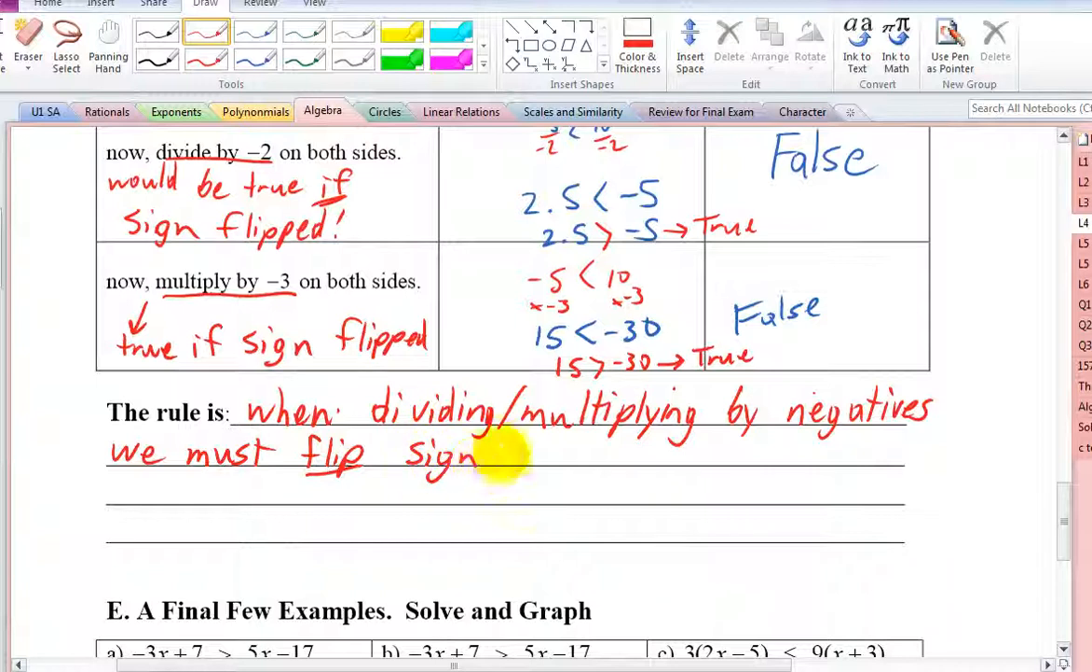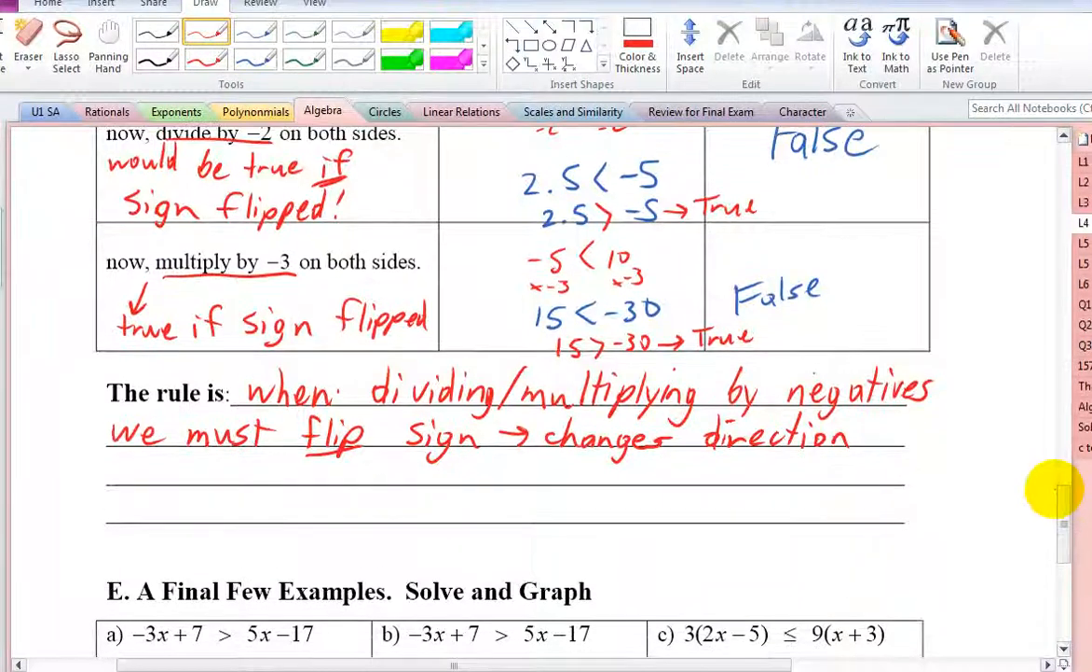So by flipping, we mean it changes direction. It doesn't go from less than to less than or equal to. It changes our direction.